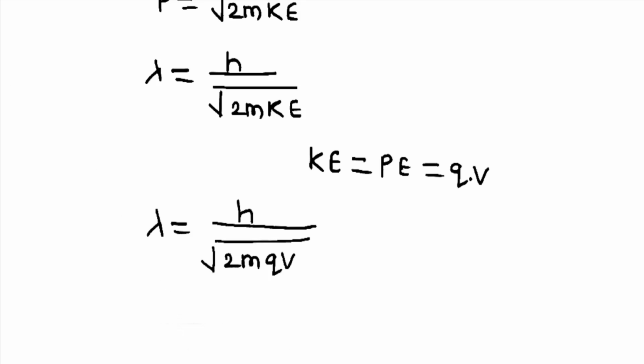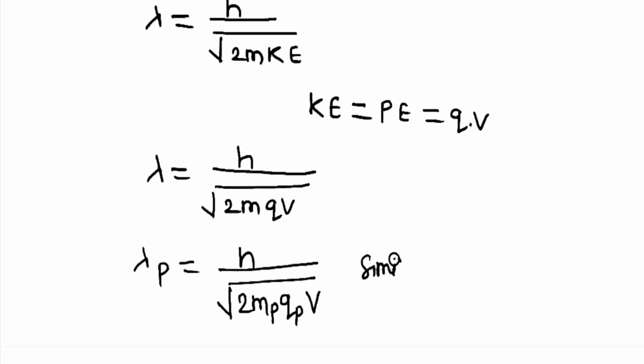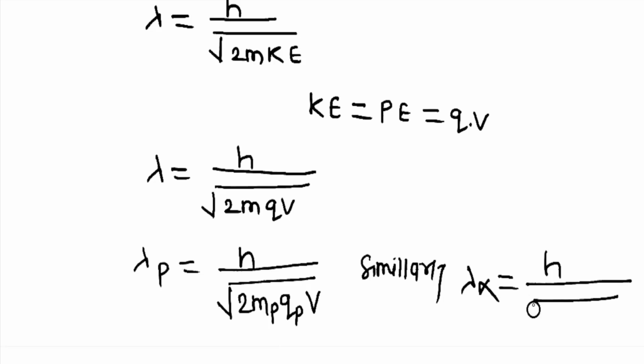Now the de Broglie wavelength associated with the proton will be equal to h divided by root of twice the mass of proton into charge on proton into potential. Similarly, the wavelength associated with the alpha particle is calculated by the formula h divided by root of twice the mass of alpha particle into charge on alpha particle into potential.